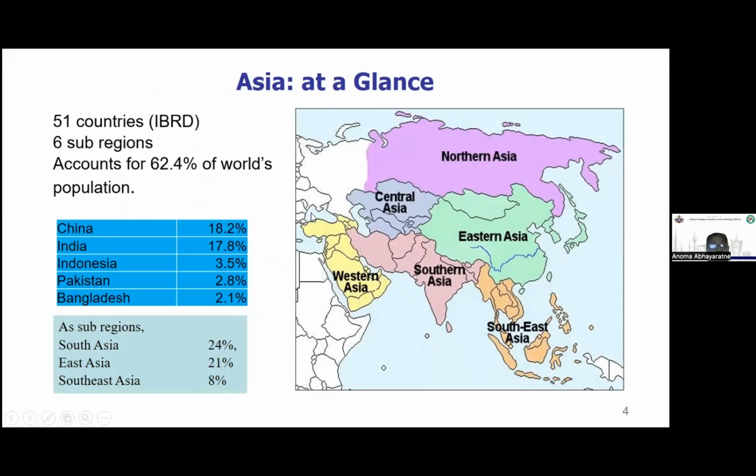The region of Asia accounts for more than half of the world's population. It is 62.4%. From that population, 24% of them live in South Asia. That is 1/5 of world population. In East Asia, 21%. You can see that the percentage of world population living in China is 18%, and India again nearly 18%. So this is very important because a larger proportion of the world population lives in Asia, and 1/5 in South Asia.